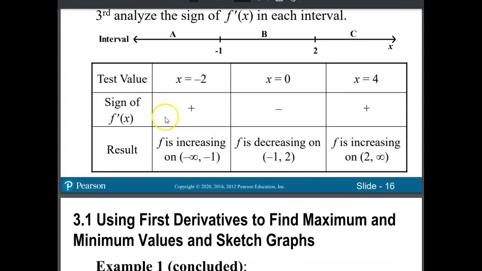According to the rules, the sign of the first derivative being positive means that the function should be increasing on that space, -infinity to -1. The derivative is negative between -1 and 2, so the function is decreasing on that space, and then it's positive again from 2 to infinity, so the function is increasing. Positive derivative, function increases; negative derivative, function decreases; positive derivative, function increases.